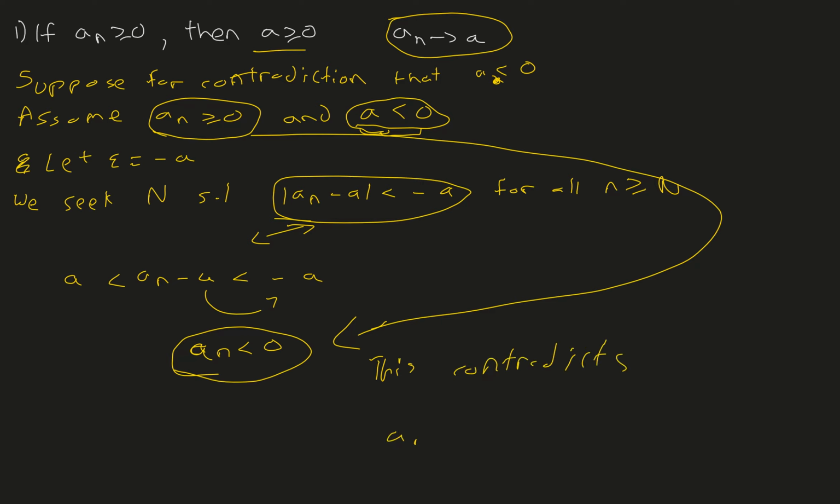Therefore, when an is greater than or equal to 0, the limit of an, which is A, is also greater than or equal to 0. And we are done with the proof. So let's go and prove the second one.